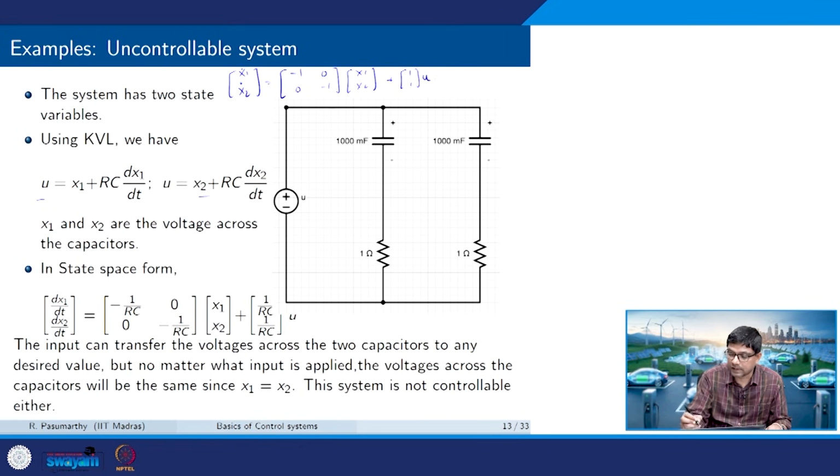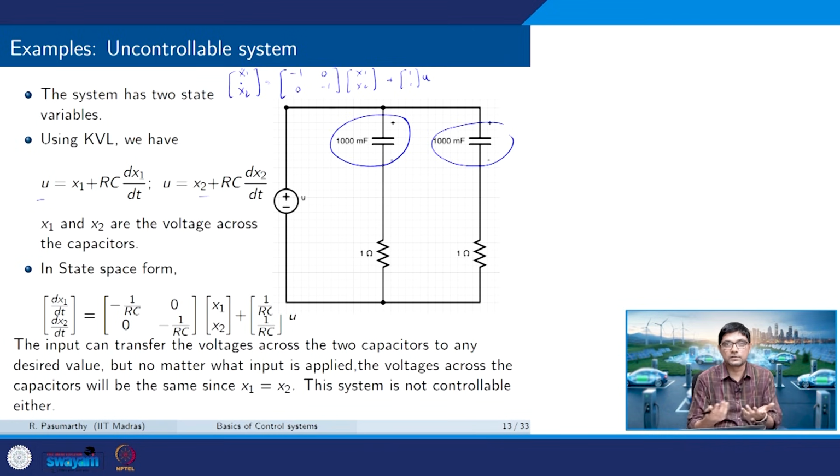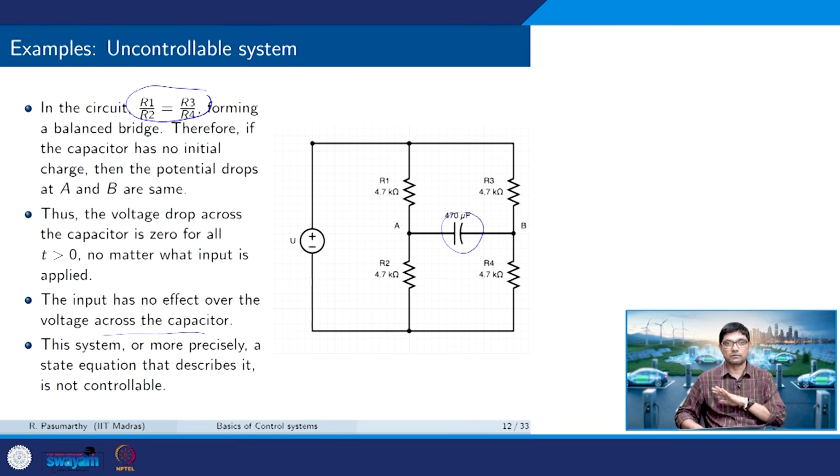So what we see here is that the input enters both the states x1 and x2. But whatever I do here, the voltage across both capacitors will be the same, because both equations are the same. If I apply u equal to 1, it enters in the same way as it enters the second equation. Both capacitor voltages are governed by the same input and the same entries of the matrix. So if this goes to 5 volts, this necessarily has to go to 5 volts. Here I was unable to charge the capacitor, whatever happens.